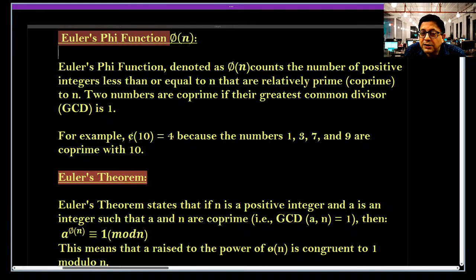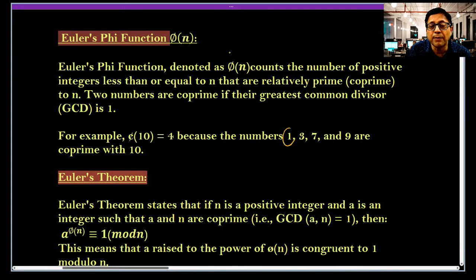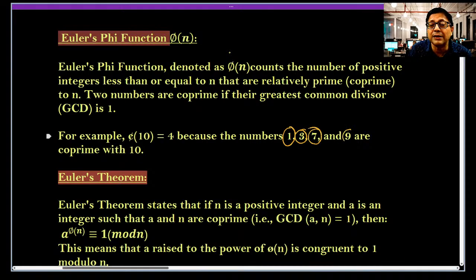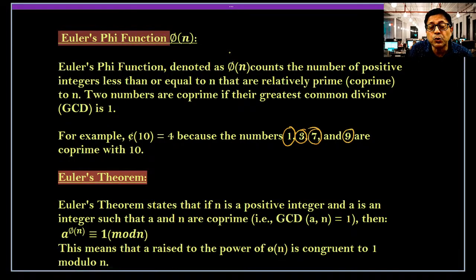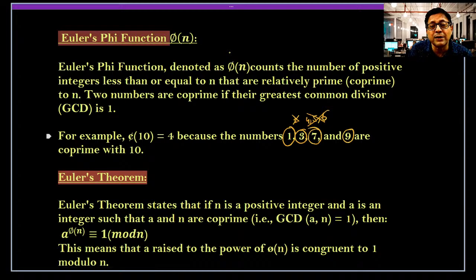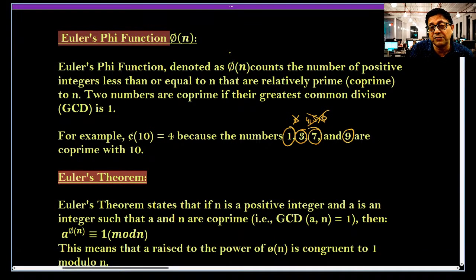Based on that, if we wish to find phi 10, how many numbers are less than 10 and prime to 10? That is obvious. 1 is a number which is prime to 10. 3 is a number prime to 10. 7 is a number prime to 10. 9 is a number prime to 10. In between, 2 is not prime. In between, 4, 5, 6 are not prime to 10. Even 8 has a common factor with 10. So 8 and 10 are not co-primes. Okay? So phi 10 equals 4.